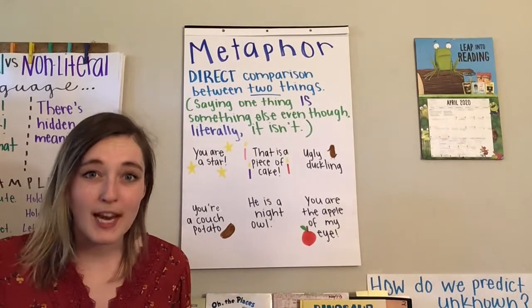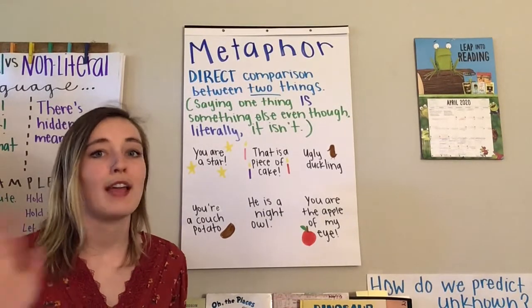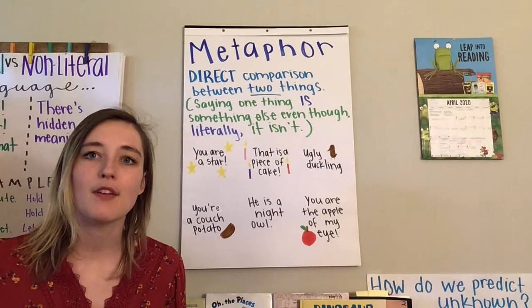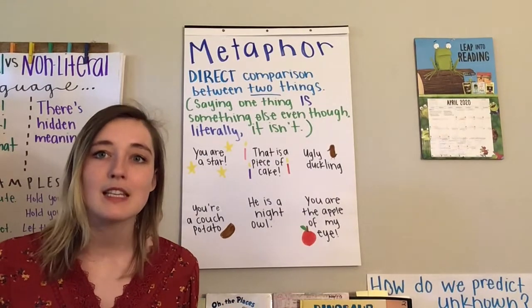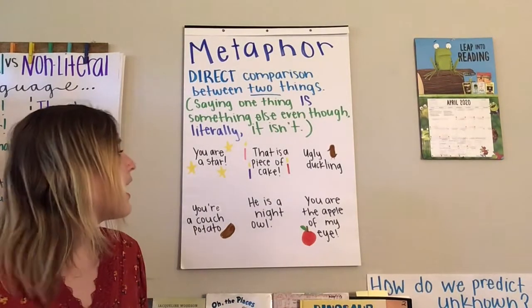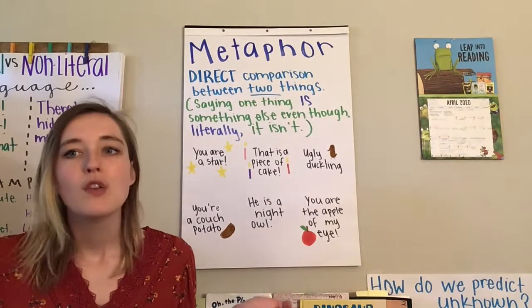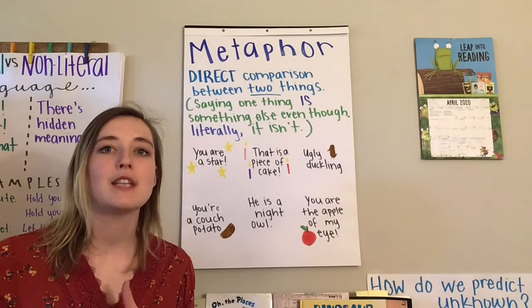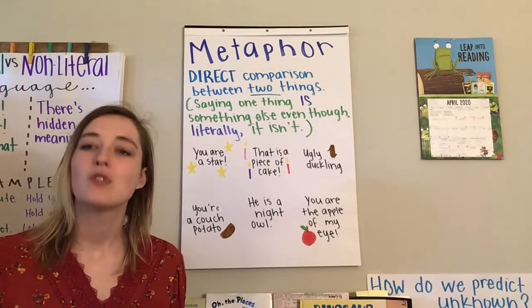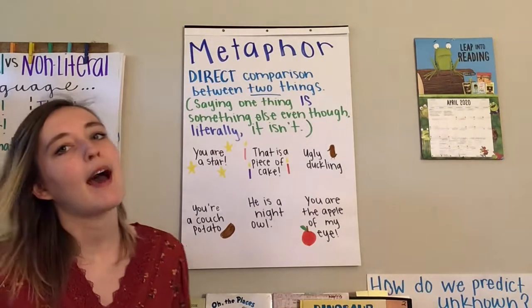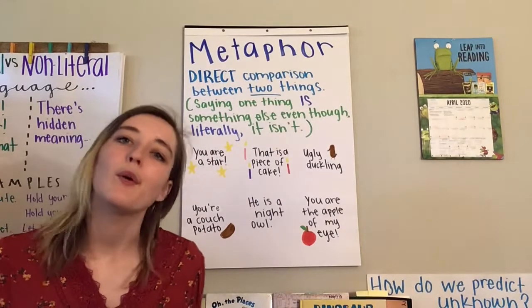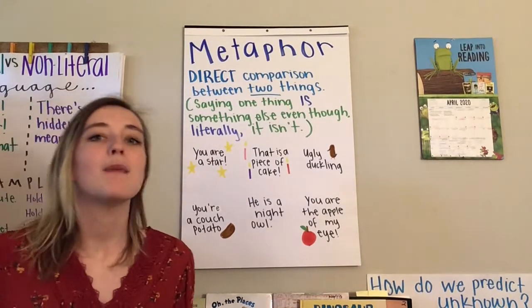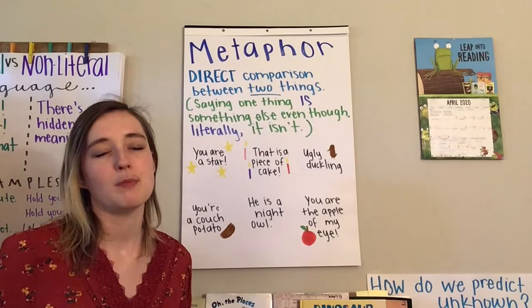You might hear this one a lot right now: you're a couch potato. So the couch and the potato, putting them together to create this metaphor where you're directly comparing the two things. He is a night owl. So comparing this person to a night owl, they stay up late at night. And you are the apple of my eye. This is a really old saying, basically saying you are amazing, you're like an apple to me.